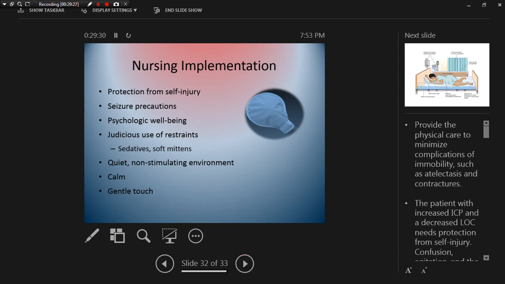So nursing implementation. Protecting these patients from self-injury. Okay, if there's a lot of confusion, motor deficits, alterations in level of consciousness, seizure precautions. I think we've talked about that a little bit. We've talked about some of the anticonvulsants. Their psychological well-being.